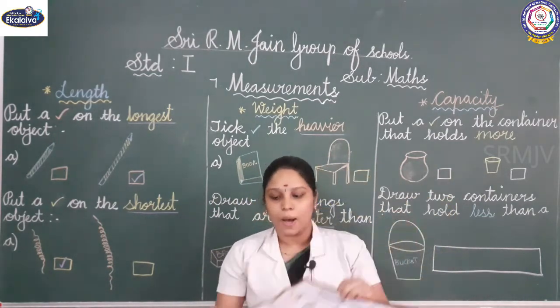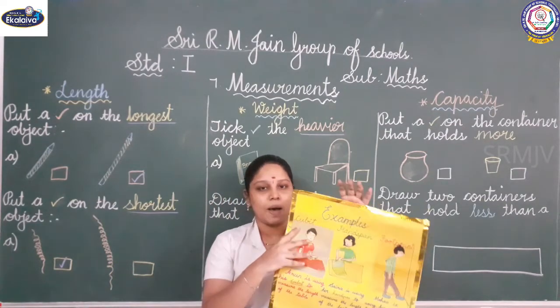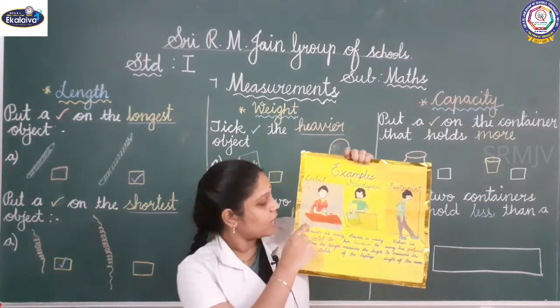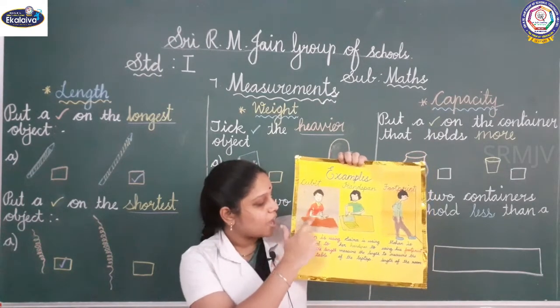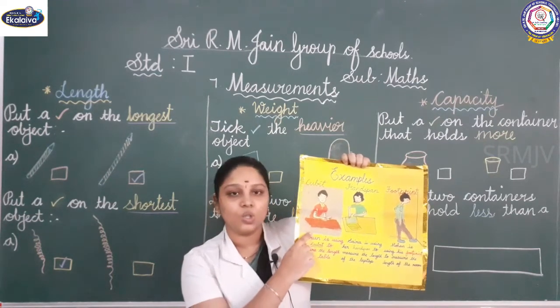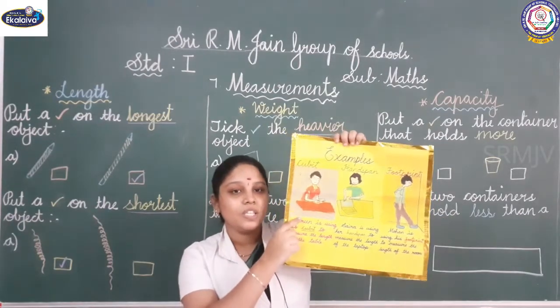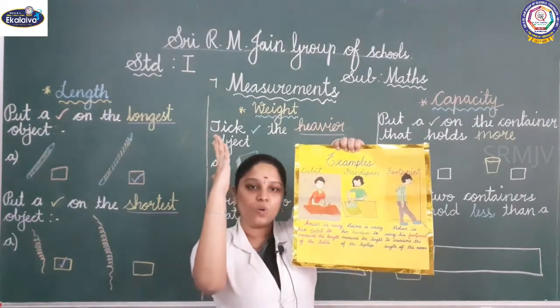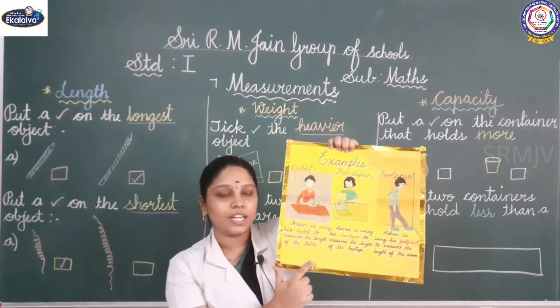I will show you some examples for this. See, these are the examples. Here one boy is measuring the table with the help of his hand. Arun is using his cubit to measure the length of the table. Okay, Arun is using a cubit. See, I told you about this cubit. Okay, the cubit is measuring the length of the table.